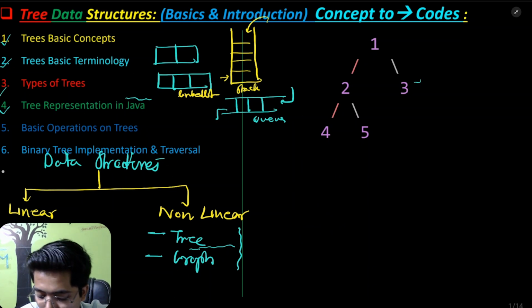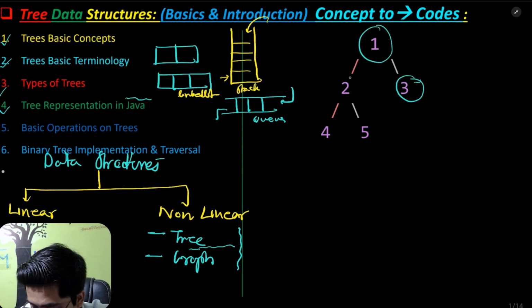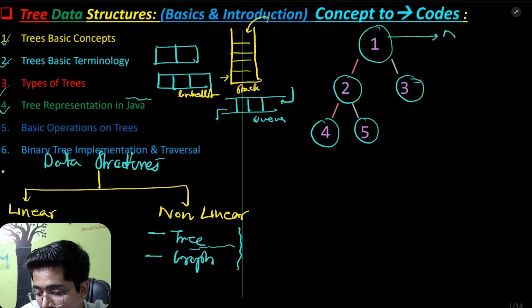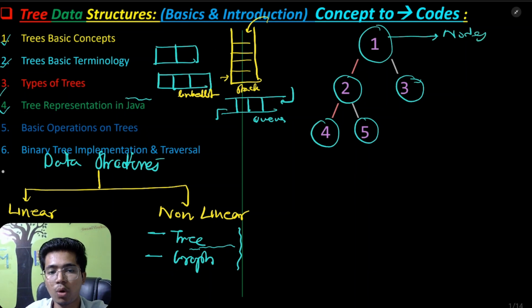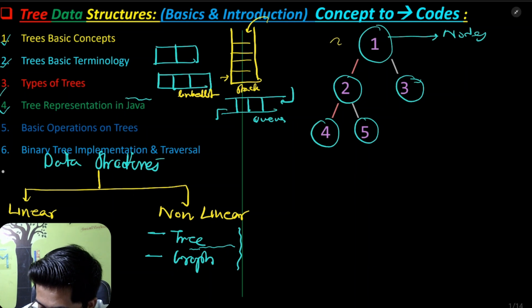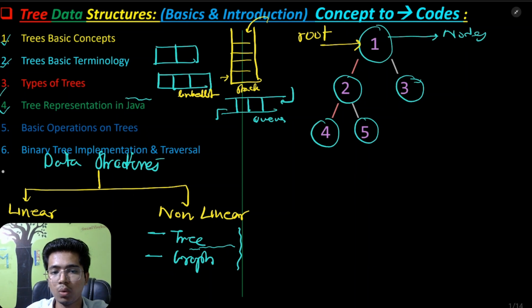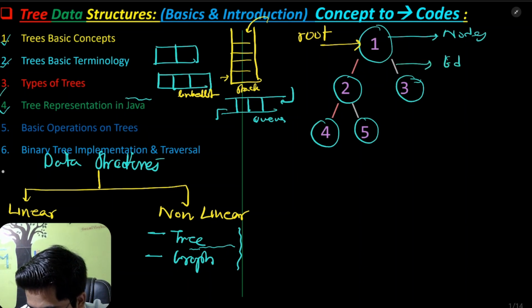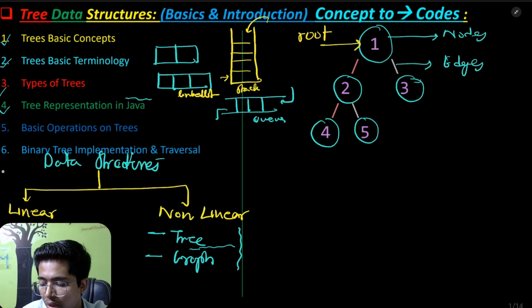First we'll be understanding nodes. You can observe all those points, all these numbers; these are called nodes in the tree data structure. The first one that we can observe here, which has nothing above it, that means it is the starting point, we call this starting point the root. This is called the root node. And the lines that you can see here, these lines are called edges. So these are nodes, these are edges, and this is the root.